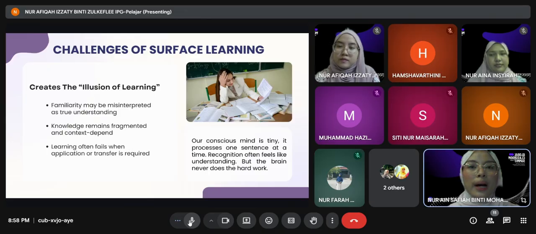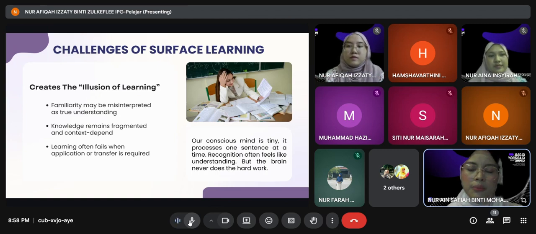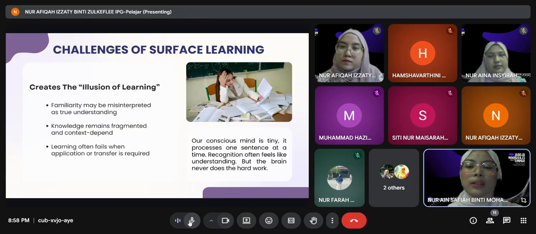So when you try to read the whole page, where it shows a huge amount of information, more than your brain can process, it deals with the page, with the text, with surface-level processing.